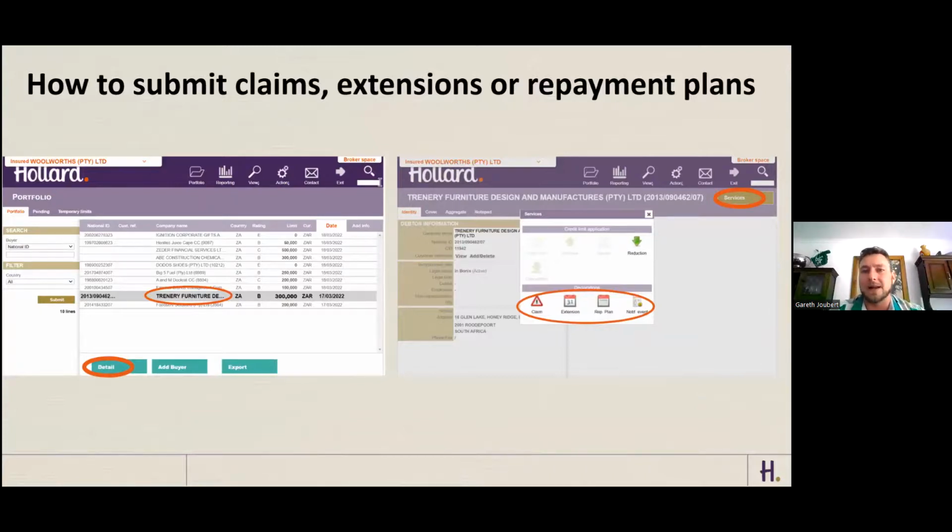Okay, then submitting claims, extensions, or repayment plans. Again, back into the detail. So select your buyer, select detail. What are the services? You're either going to log a claim, you're going to request an extension, you're going to put forward a repayment plan, or there's just a notifiable event. So I don't know, things like we're expecting slow payments because of XYZ, right? So it's not that you need an extension yet because the account is within terms, but you do see something that is a notifiable event, whatever that may be. Okay.